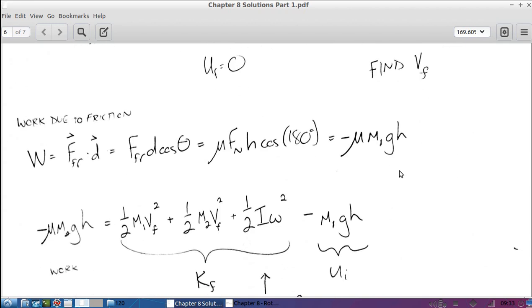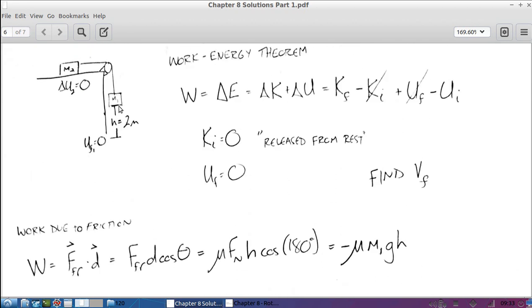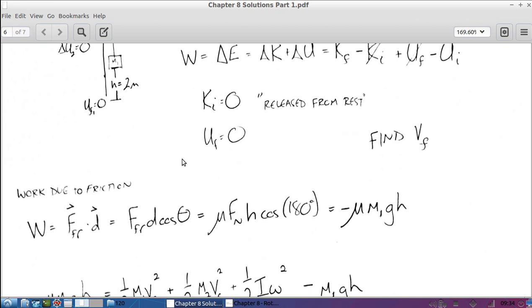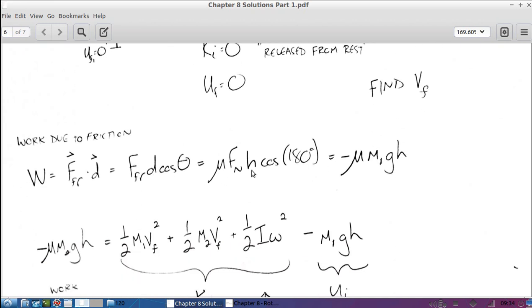So let's do what we did before and find an expression for the work due to friction. The frictional force is doing the work on M2 and it's traveling a distance d. What is the distance that M2 travels? It travels 2 meters, just like M1, right? They're still bound together by this cable. Now in this case T1 and T2 are different, but I'm not being asked that, so I don't have to set this up just yet. So M2 is going to travel a distance d, M1 is going to travel a distance d, but that d is h, 2 meters.